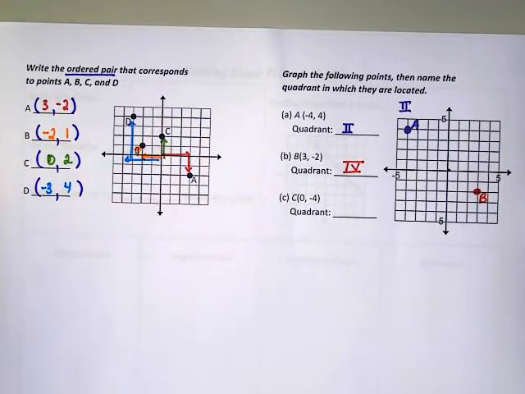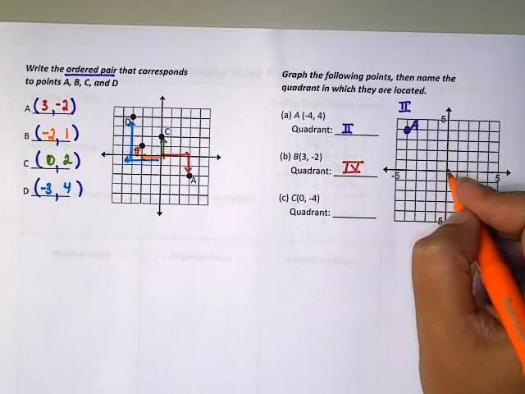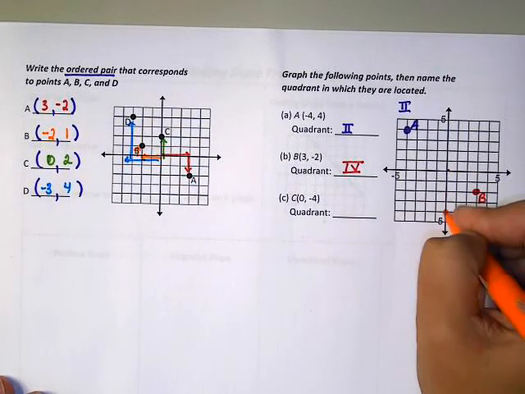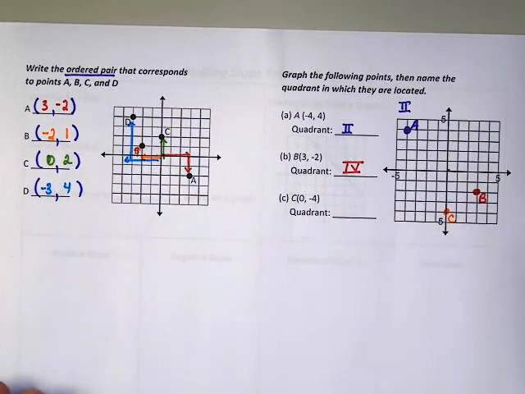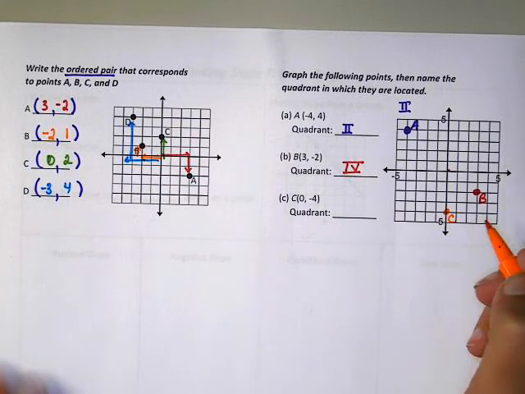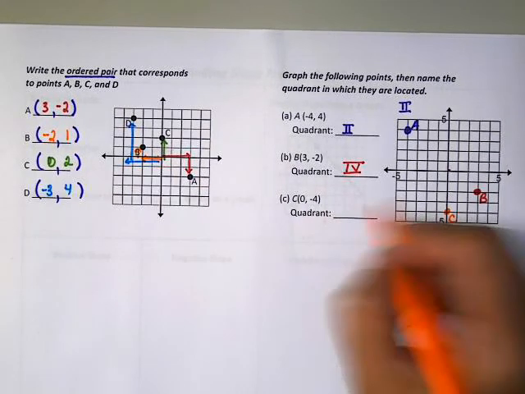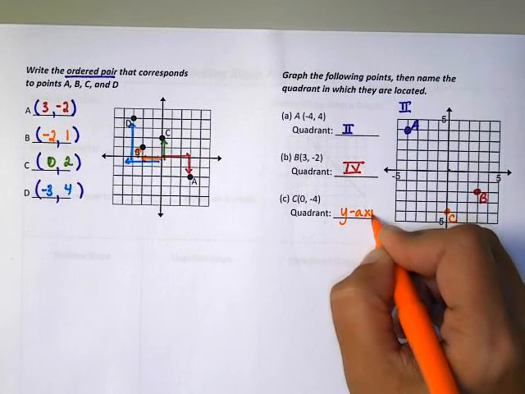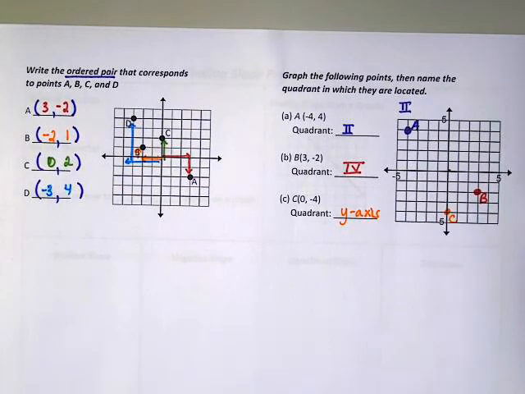And point C, first I would go left or right 0 spaces, and then I would go down to the 4th floor. So for my quadrant answer, because it's not really in one of the quadrants, we would just name the axis on which it is located. It's on the y-axis.